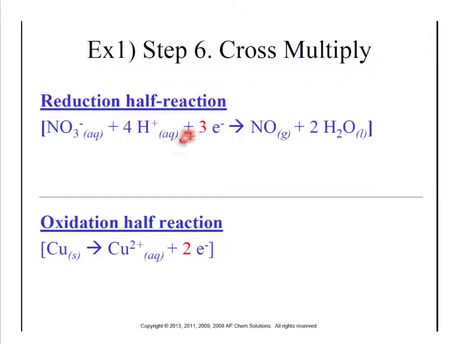We can see right here where nitrate is gaining 3 electrons and copper is losing 2 electrons. That doesn't match up because this guy needs 3 and that guy needs to lose 2. So in order to get these to balance out, we would have to multiply this top one by 2 and this bottom one by 3. Being sure that you multiply everything inside there by that particular number. And what that's going to do is give us 6 electrons on either side. So we can show 6 electrons lost, 6 electrons gained.